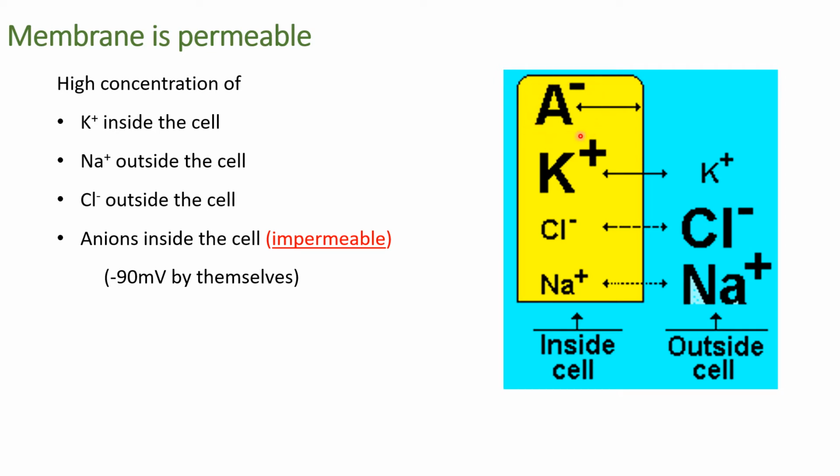So remember, proteins with their R groups, a lot of them have a negative R group on them, and that's what's going to make this cell really negative. If you just had these anions in the cell, its resting membrane potential would be negative 90 millivolts just by themselves. But because we added a lot more potassium in there and a little bit of sodium, that's going to bring that resting membrane potential up to negative 70 millivolts.